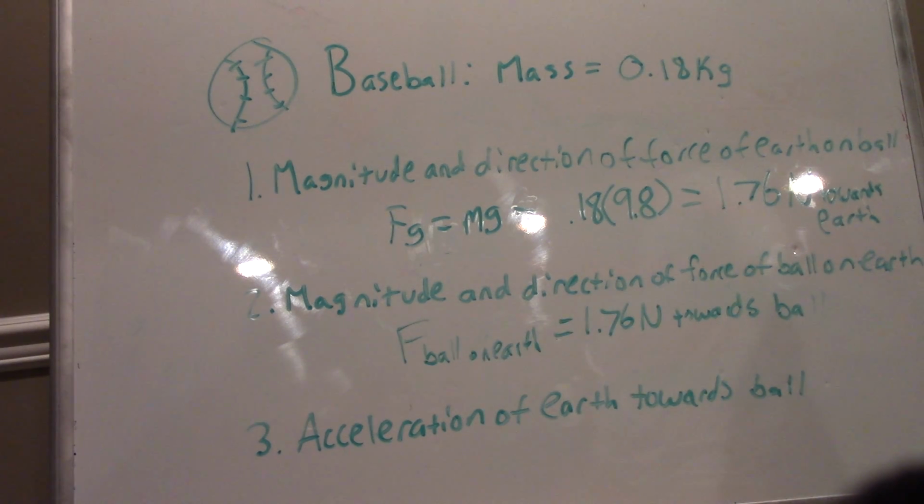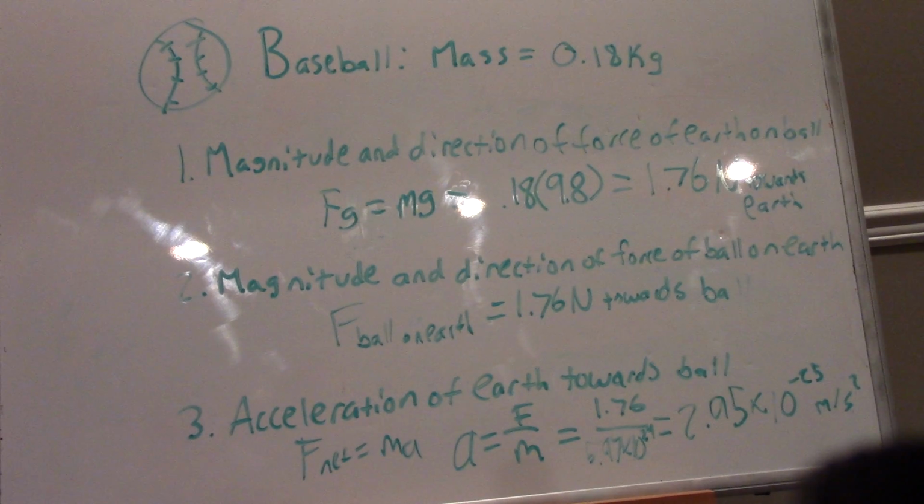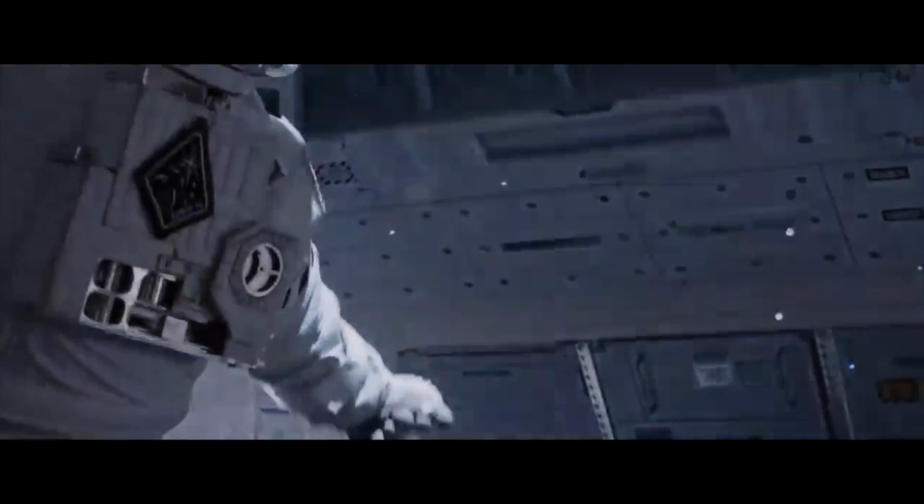In order to find the acceleration of the earth towards the ball, we can use the equation F net equals ma. This can be rearranged into the equation acceleration equals the force of earth towards the ball divided by the mass of earth. This comes out to be 2.95 times 10 to the negative 25th meters per second squared.